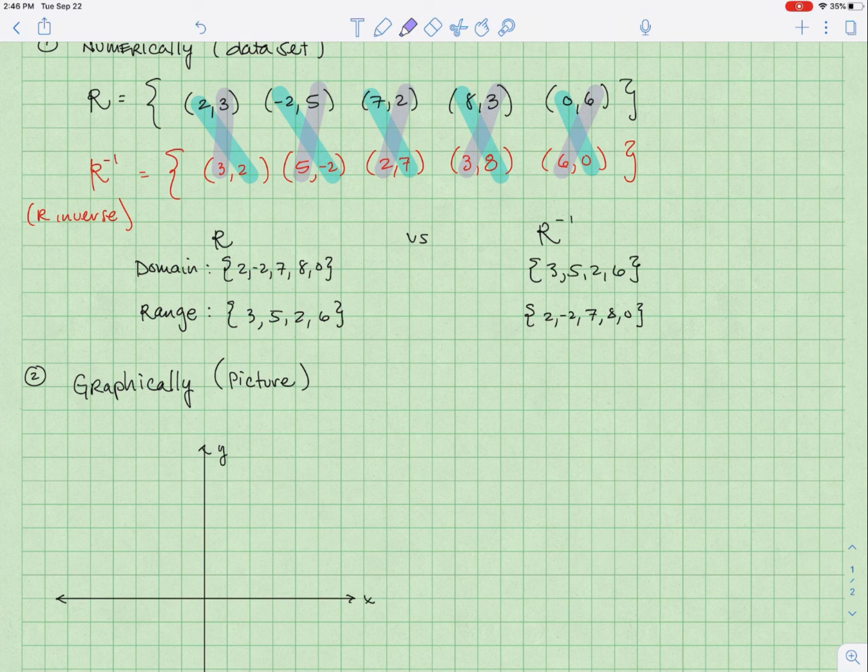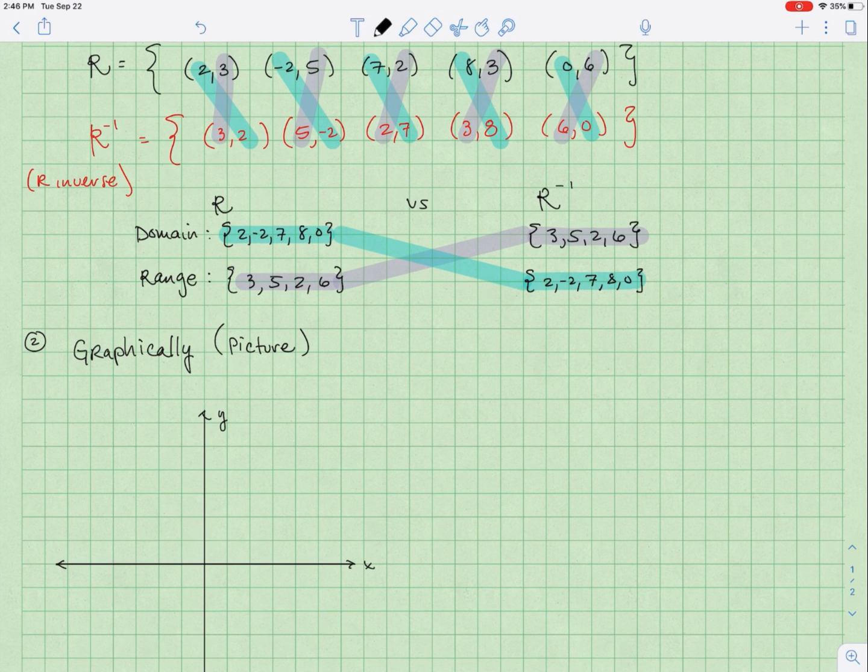So again, we have this role reversal between values. So the domain becomes the range, and the range becomes the domain. So the range of R inverse is the domain of R, and vice versa. Okay, so that's just some basics.